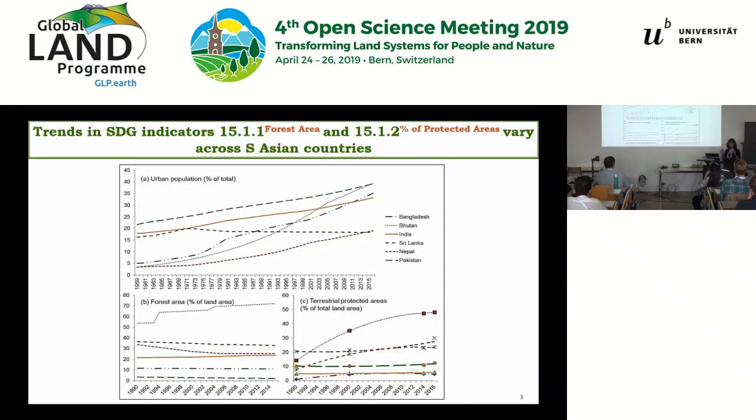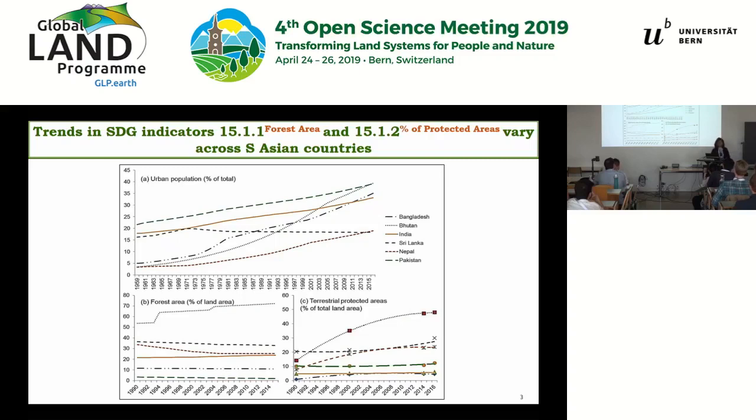So looking at the Sustainable Development Goal indicators, specifically 15.1.1 and 15.1.2, forest area and percent protected areas, those are the 2 SDG indicators that we will be discussing. However, what we would like to argue here is that we need to go a step beyond that and not just think about forest area and percent of protected areas.